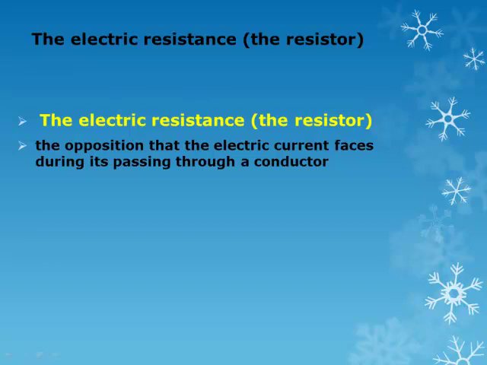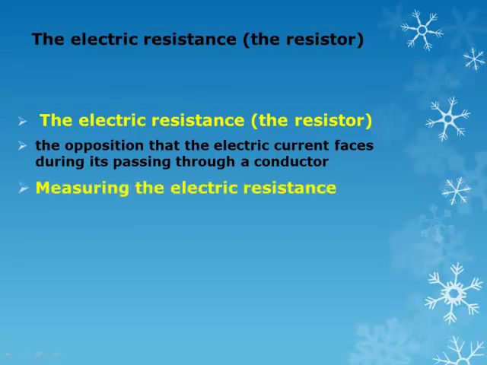What's meant by this? This means that the electric resistance is the opposite of the electric current. When the electric current wants to move through a conductor, the electric resistance wants to stop it. Do you understand? What about the measuring unit of the electric resistance and the device to measure it?